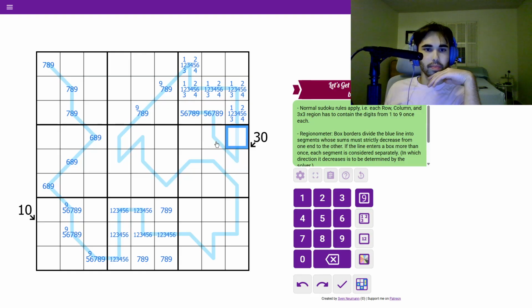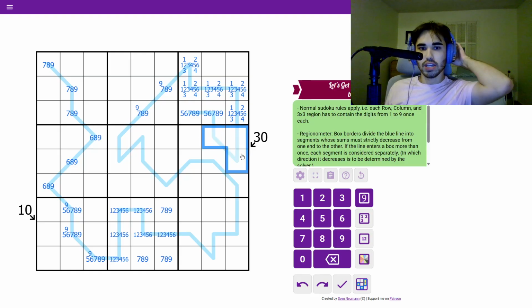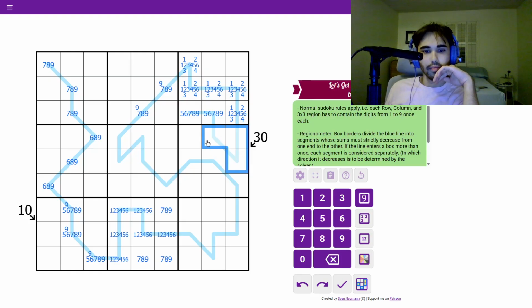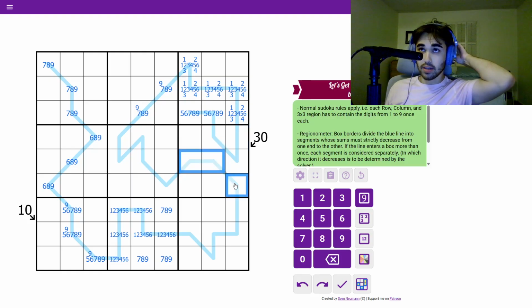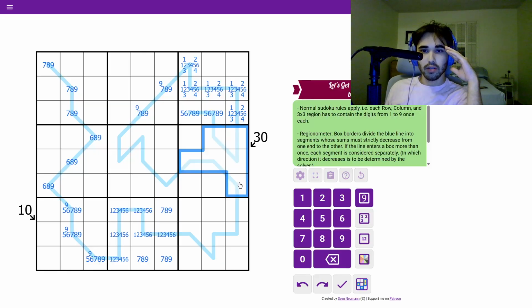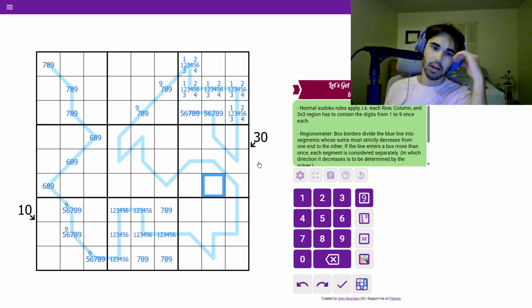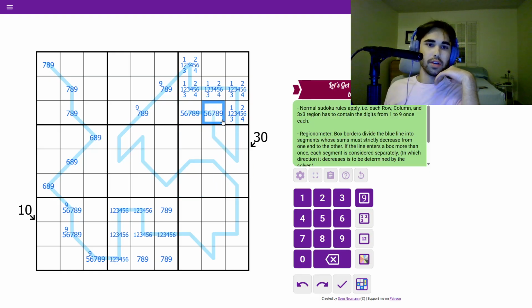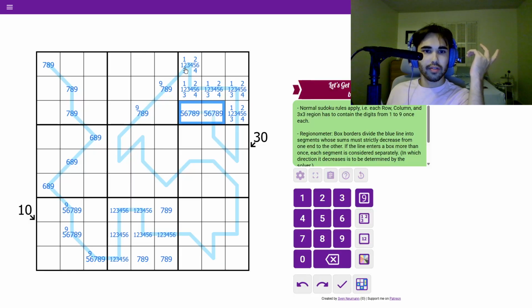So this is at least 13 then. This is at least 13. This is at least 19. That's 32. These are at least 32. So this is a maximum of 13 between these three cells. I don't know if that helps me. I genuinely don't know. But this is a bare minimum of 12.